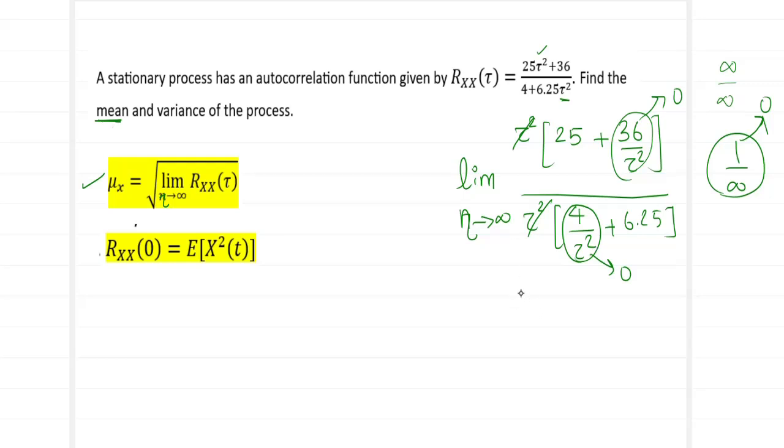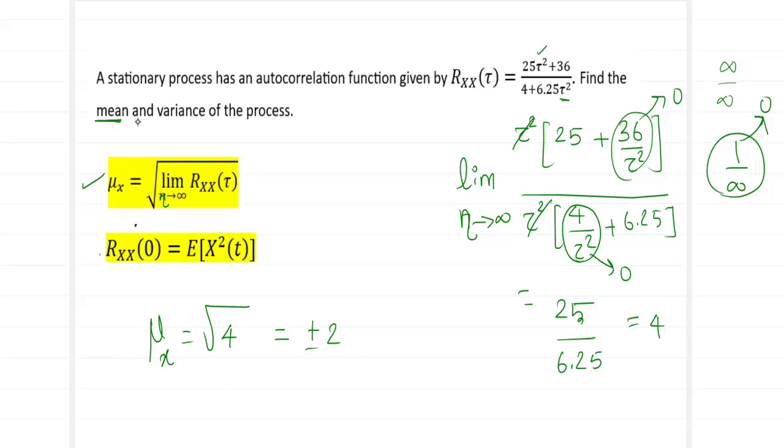So what will be left out of the process? I will be left with just 25 in my numerator, and in the denominator I will have 6.25. So what will be 25 by 6.25? I know that this is going to be equal to 4. But what is going to be mu x? Mu x is nothing but the square root of limit tau tending to infinity Rxx of tau. So I have square root of 4. What will be the square root of 4? It is going to be plus or minus 2.